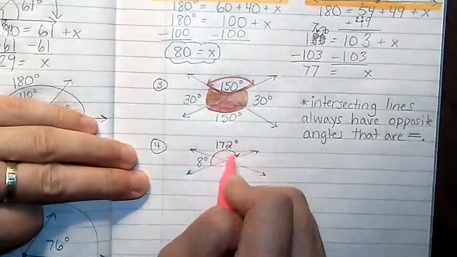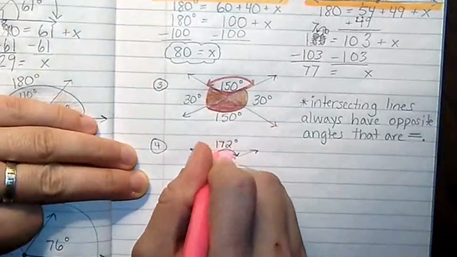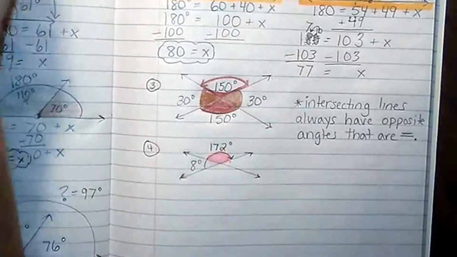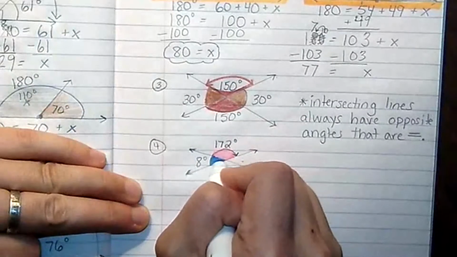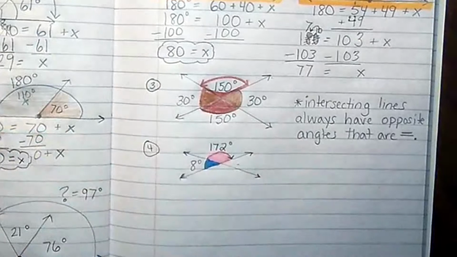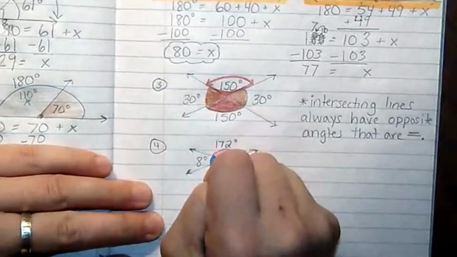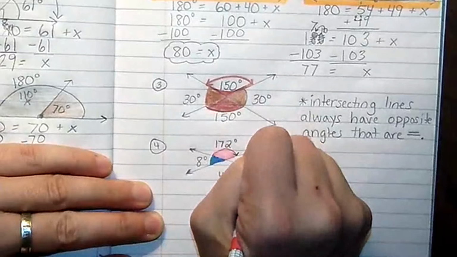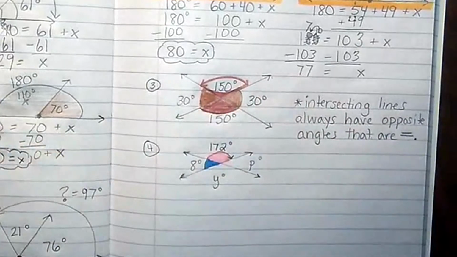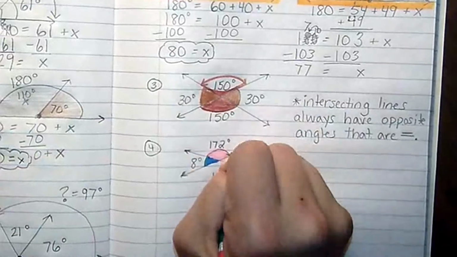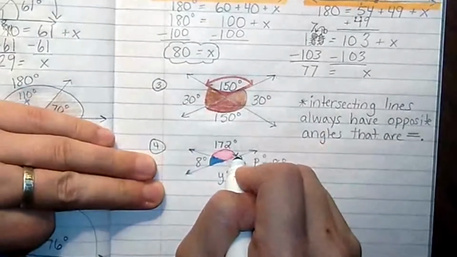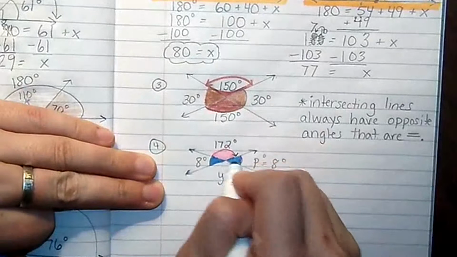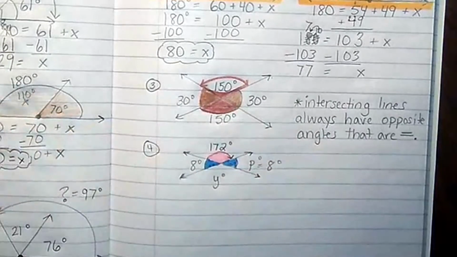All right, so here's my big angle up top. That equals 172. And this teeny tiny little angle next to it equals 8. What can you tell me about y and p? Who thinks they know the measure for p? If you said 8 degrees, you are exactly right, because we know that opposite angles are equal. This one is 8 over here because that side's 8. They're opposite each other, across from each other.